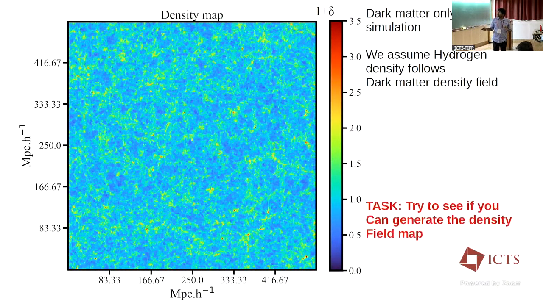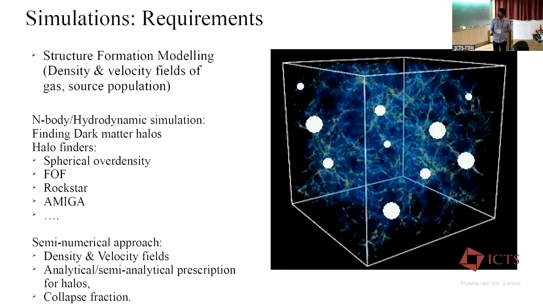So, this is a task which you can do. Given this distribution of dark matter from, let's say, N-body simulations, or even if you start from your semi-numerical approach, we need some prescription which locates the dark matter halos. That can be done in an N-body simulation. There are approaches like spherical overdensity, friends-of-friends algorithm, Rockstar, AMIGA.